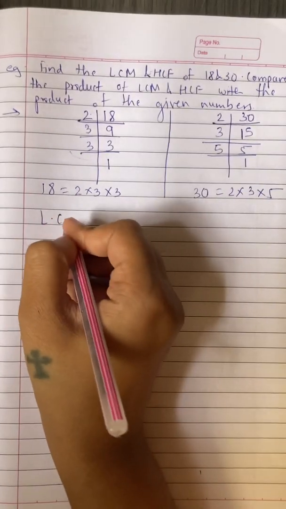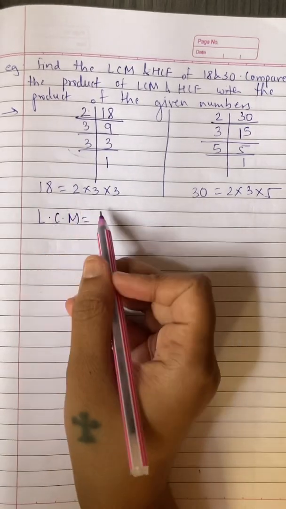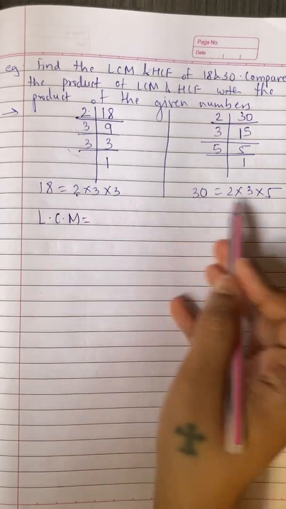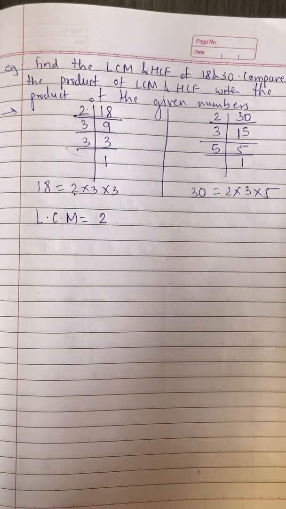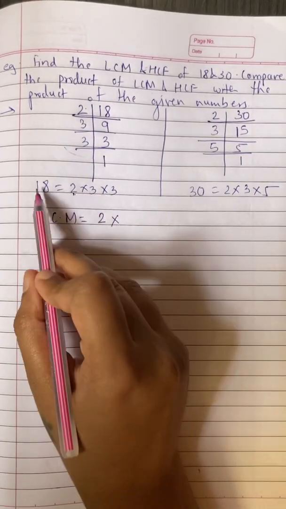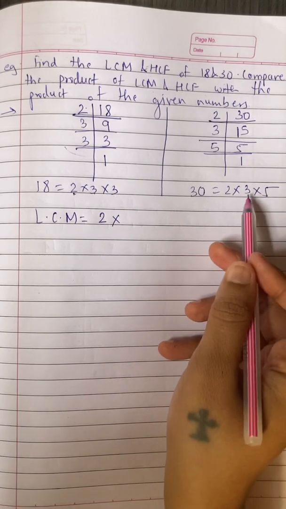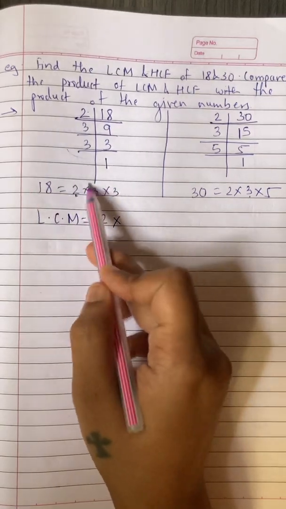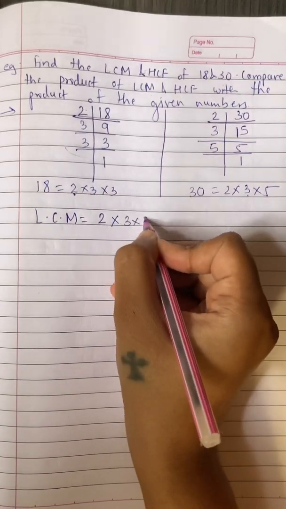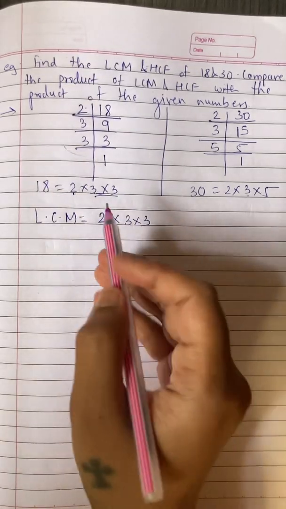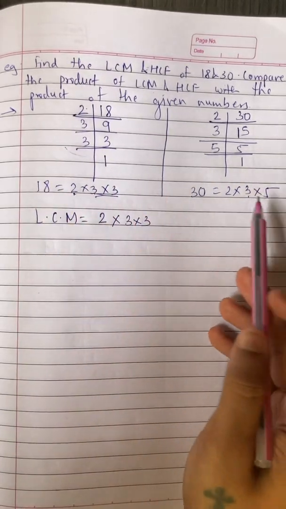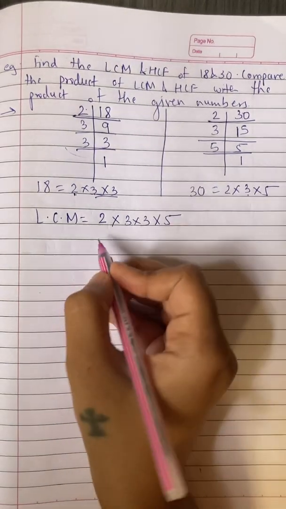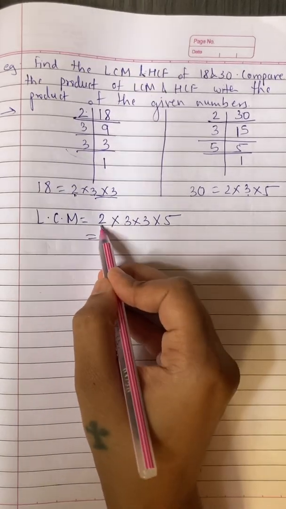Now LCM, how did we find out? How did we learn? So first we have to check 2, where it has occurred maximum. In 18 it is one time, and in 30 also it is one time. So we have to write down one time only. Now you check for 3. In 18 it has occurred 2 times, and in 30 it has occurred one time. So which number will we take? We'll obviously choose 18 because maximum it has occurred in 18. So I'll write down 3 into 3 because it has occurred 2 times. And now check for 5. In 18 5 is not there, and in 30 it is there one time. So I'll write down 5 like this. Okay. So now to find out LCM I have to multiply. So 3 2s are 6.